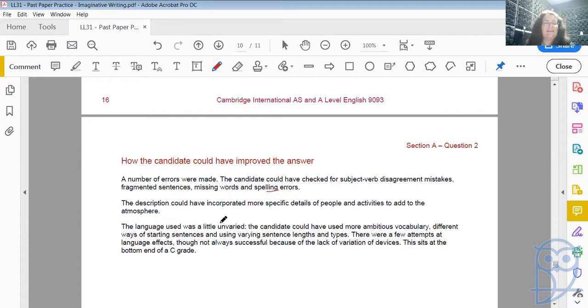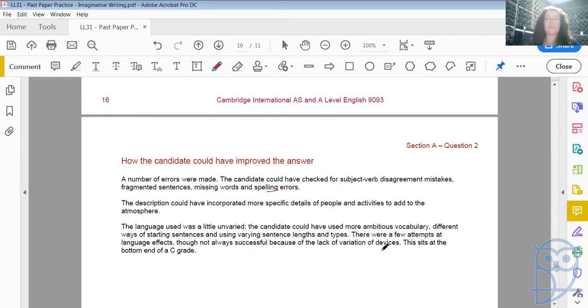The language used was a little unvaried. The candidate could have used more ambitious vocabulary, different ways of starting sentences, and varying sentence lengths and types. So maybe short sentences in some places, and longer, more convoluted descriptive sentences in other places where it is called for. There were a few attempts at language effects, though not always successful because of the lack of variation of devices. So we saw a few similes. There was a bit of a metaphor at one point. And there were some rhetorical questions once or twice, and there was a list of three, but I think the marker wanted to see more exploration of devices.